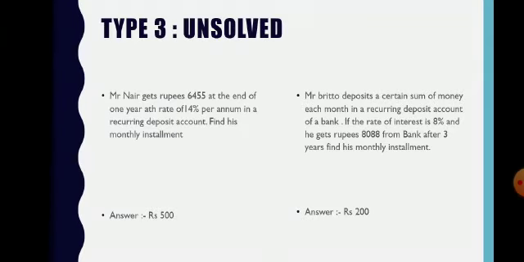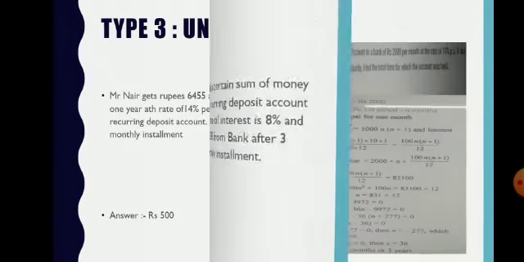Now there are two sums for homework. The Brito one is repeated again, so you need to try that once more. And Nair, this is also a board sum which is very important. Mr. Nair gets rupees 6455 at the end of 1 year, and the rate of interest is 14% per annum in an RD. Find his monthly installment.